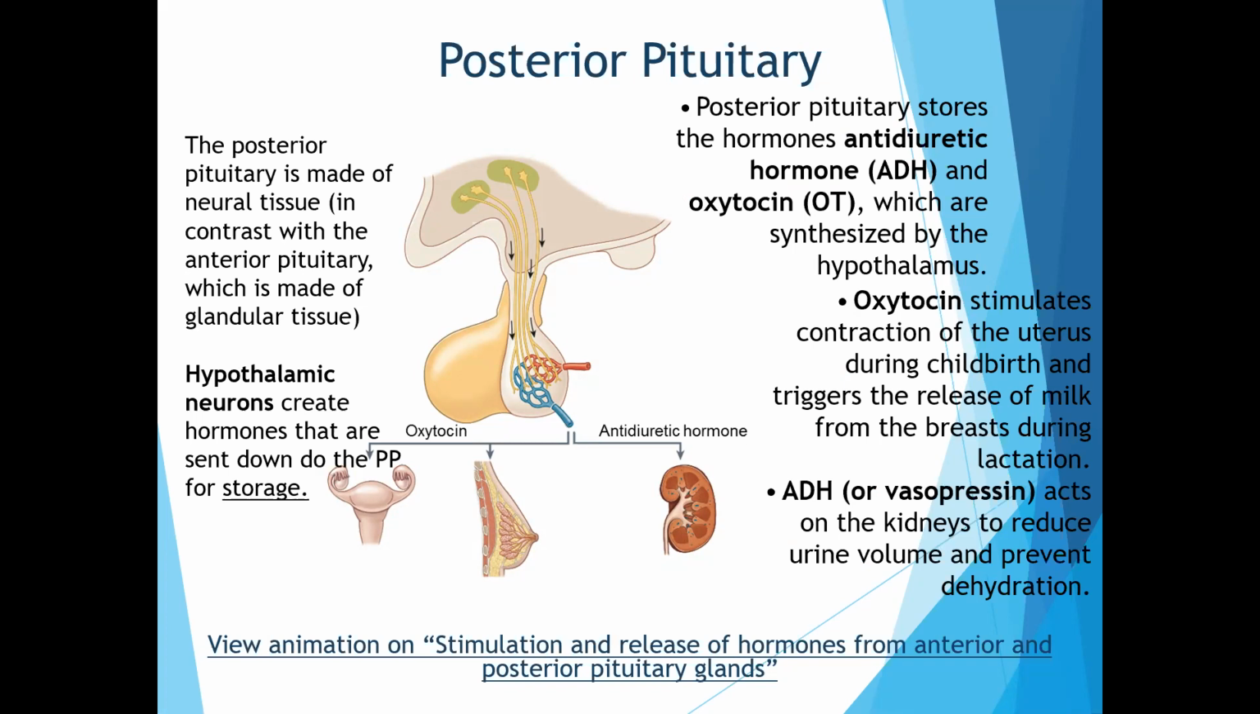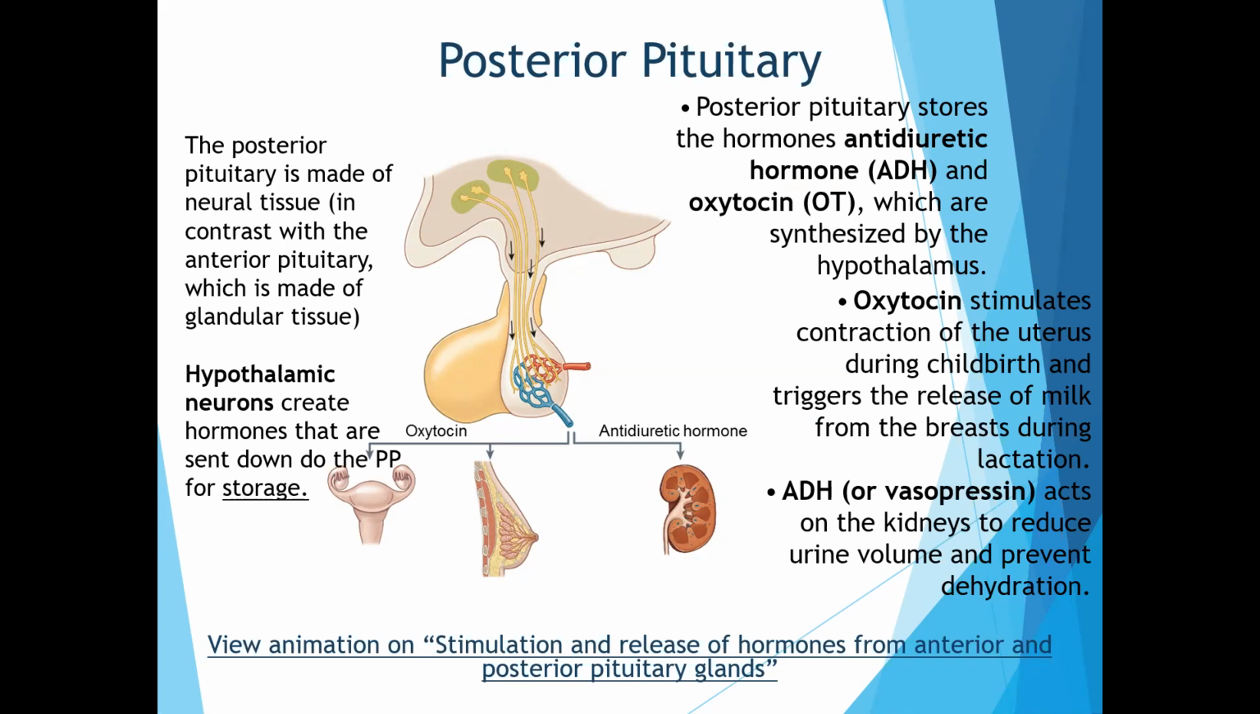So the two most important things that the posterior pituitary secretes are antidiuretic hormone, also known as ADH, and oxytocin, which is under the abbreviation of OT. Oxytocin stimulates contraction of the uterus during childbirth, and it also triggers lactation, or the release of breast milk.